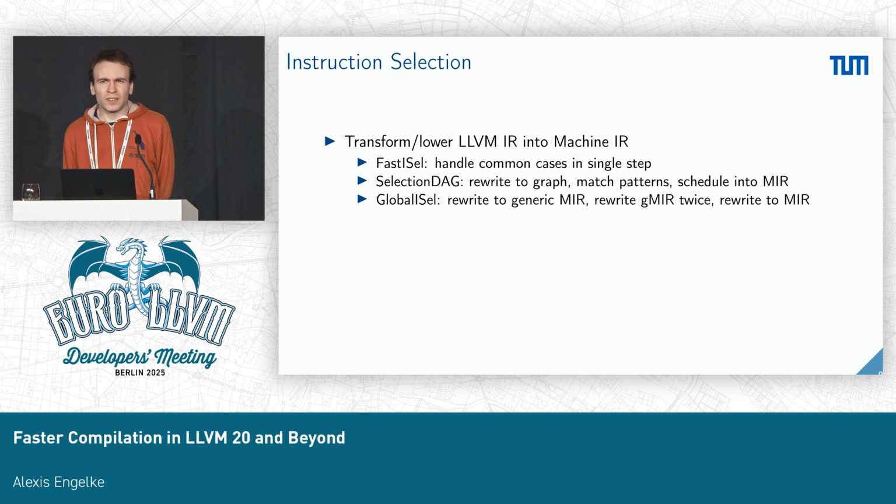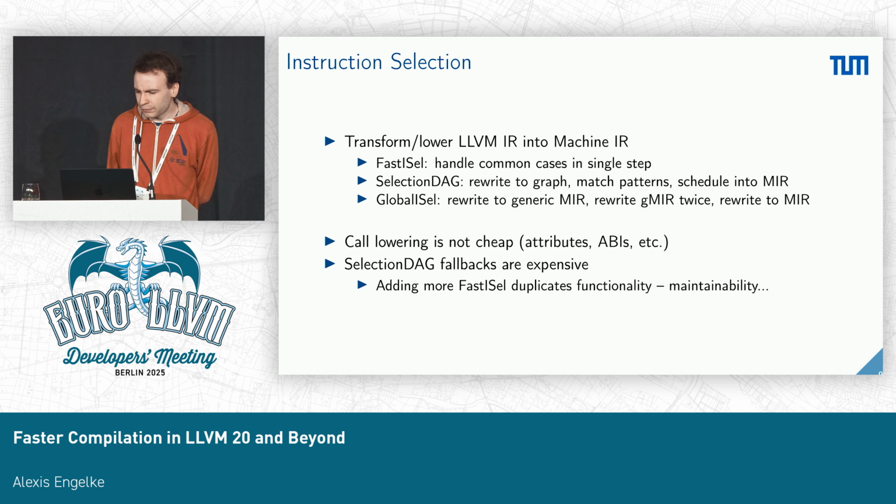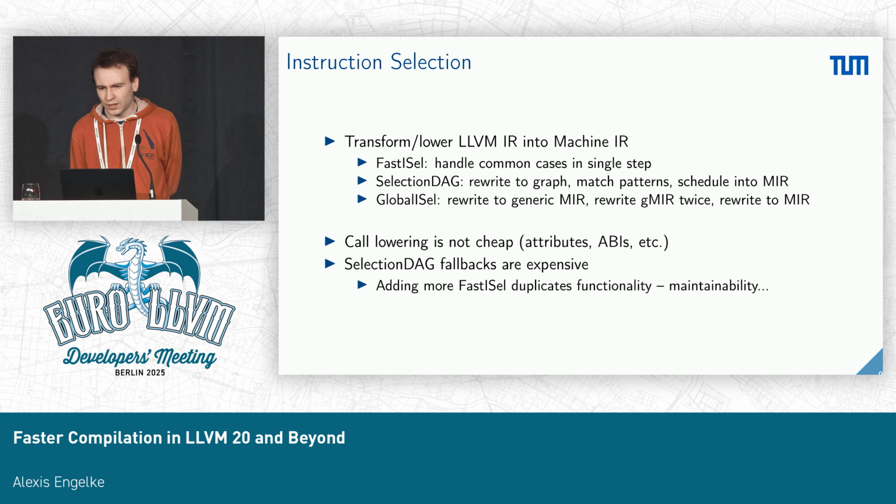In general, there are 2 observations that are expensive and unfortunately also hard to avoid. The first thing is call lowering. Call lowering shows up in the profile quite often, but I don't think that there is substantial room for improvement there because of the various attributes and ABI details that need to be considered. The other thing is that SelectionDAG fallbacks are, and also will remain, expensive for FastISel.